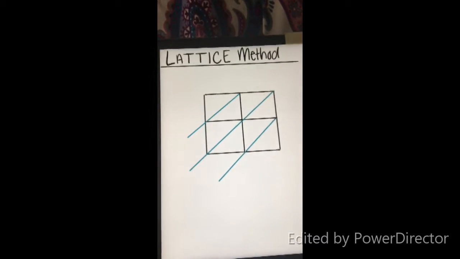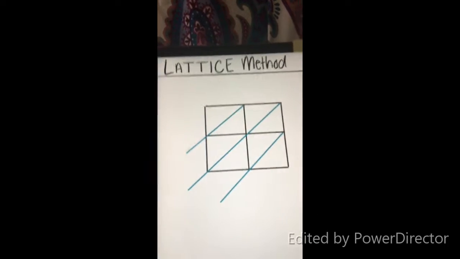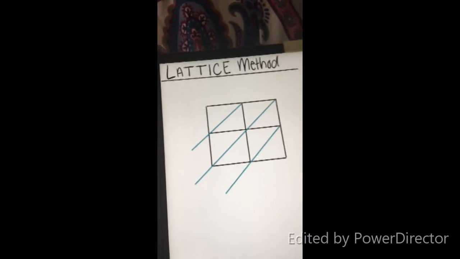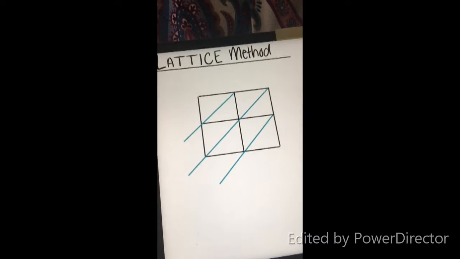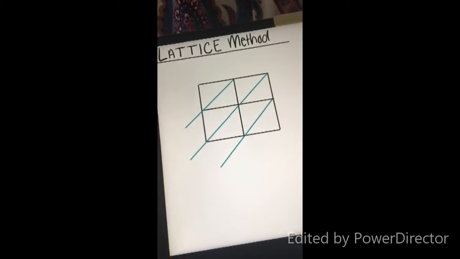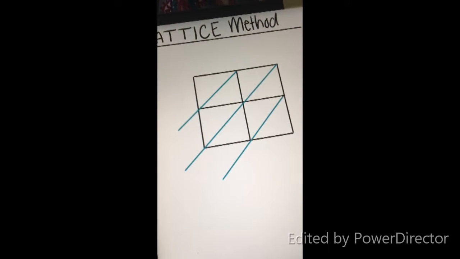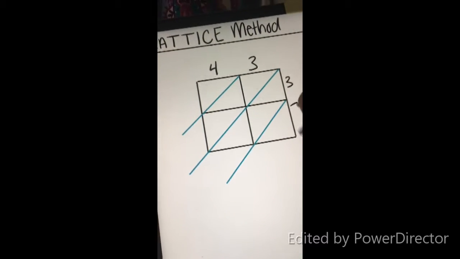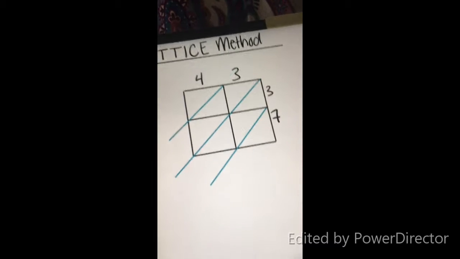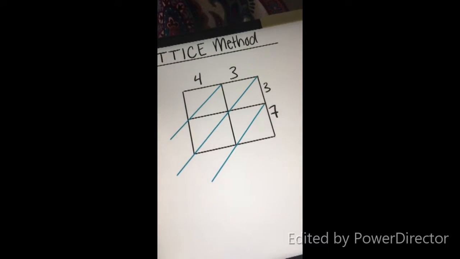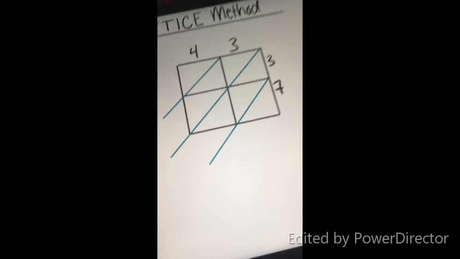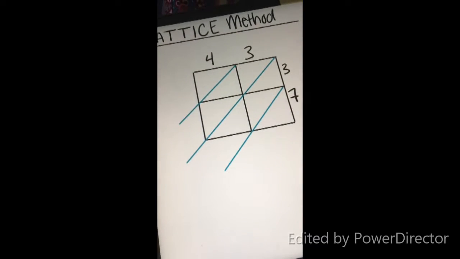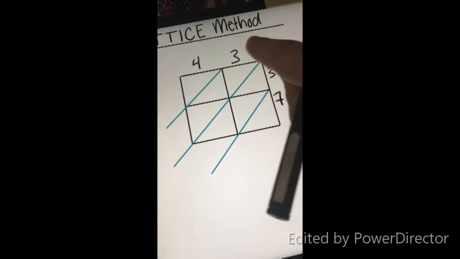So the lattice method is another method we can use to break down bigger multiplication questions and make it easier for us to understand by doing smaller calculations. So we're going to start with the number 43, and we're going to multiply that by 37. You see how I have these diagonal lines? These diagonal lines show you the tens place and the ones place. So you're going to take each of these numbers and multiply them together.